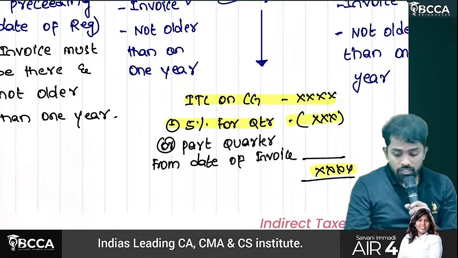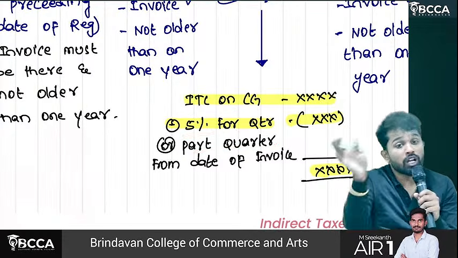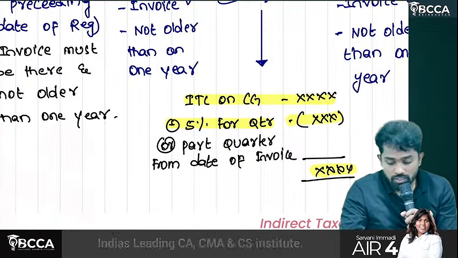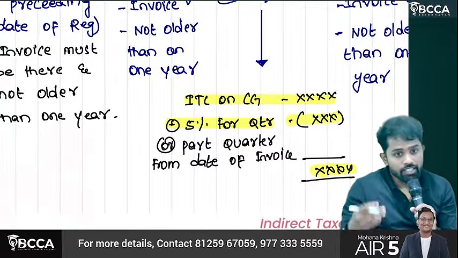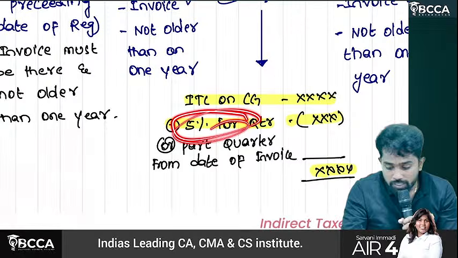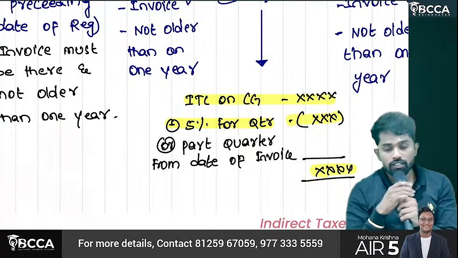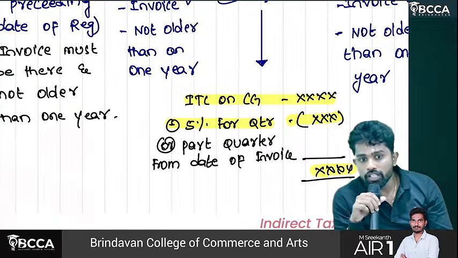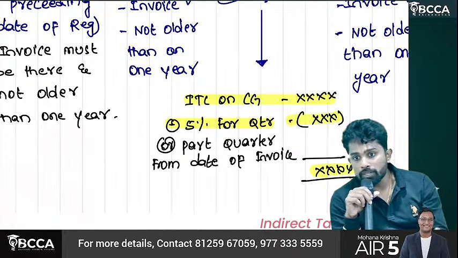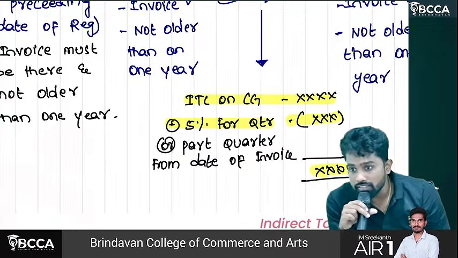From there, subtract 5% for every quarter or part of the quarter which is already used, from the date of invoice till date. Whichever period is already completed, 5% for every quarter has to be subtracted. The balance amount can be availed as ITC. Sir, 1 year back you purchased capital goods. Now how many quarters have expired? 4 quarters. So from the total ITC you subtract 4 into 5%, that is 20%. The balance amount you can avail as ITC.